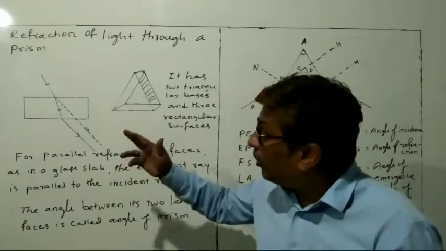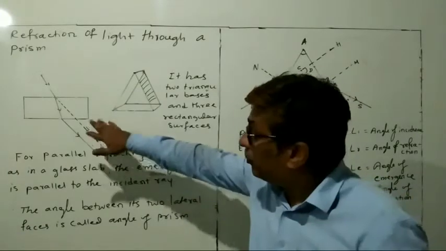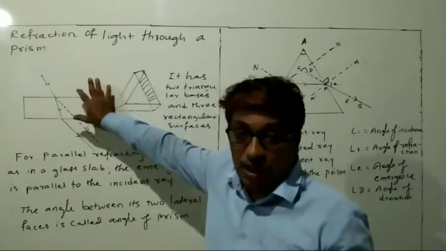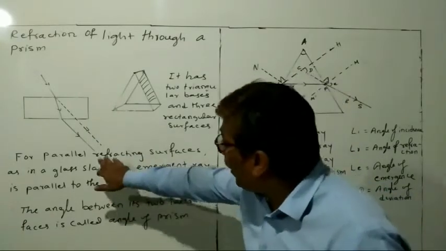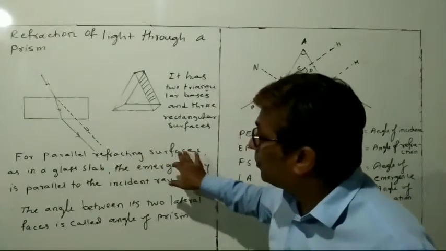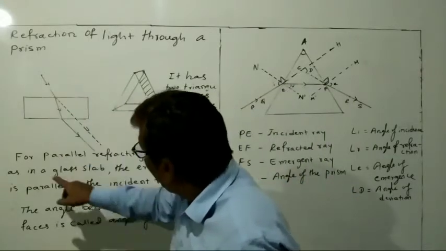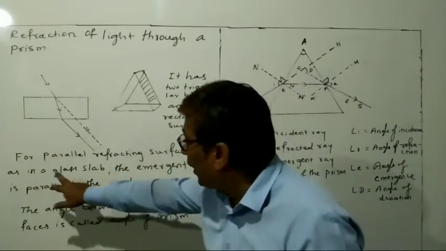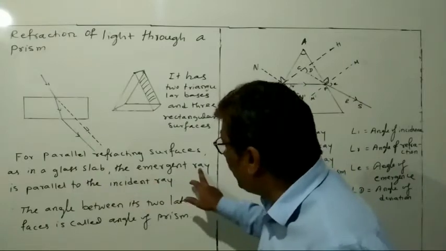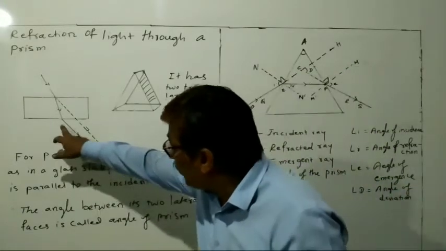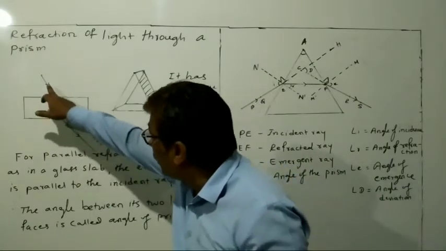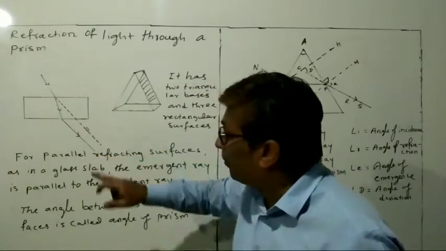through a rectangular glass slab. How is the light refracting? For parallel refracting surfaces, as in a glass slab, the emergent ray is parallel to the incident ray. See, this one, the emergent ray, is parallel to the incident ray.